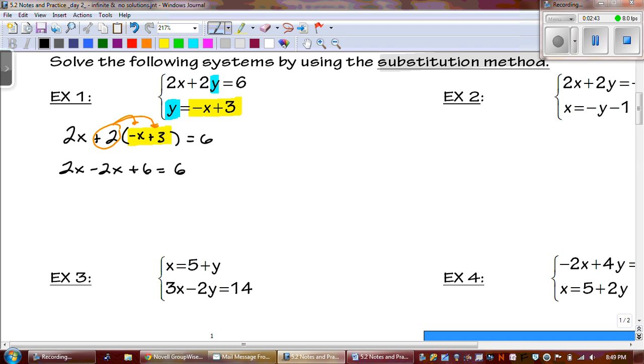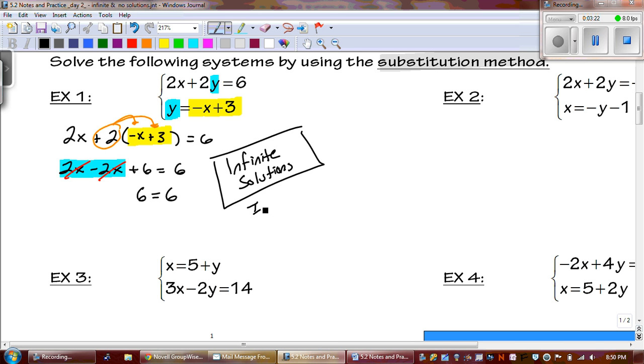Now our next step, if you're looking at that giant poster that should be somewhere in the front of the room or on the side, we have to combine like terms. So our like terms are the 2x minus 2x, but when we do that, they cancel out. And what we're left with is 6 equals 6. So is that a true statement? Last time I checked, 6 equals 6. So using our definitions, we know that our answer is infinite solutions.